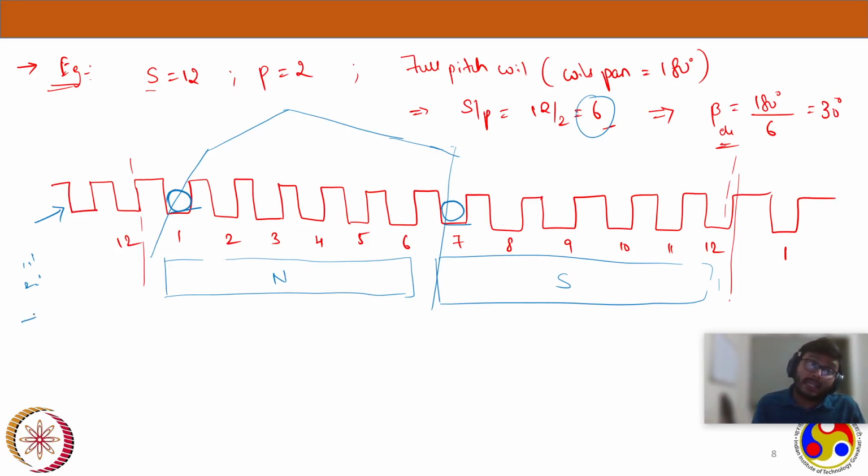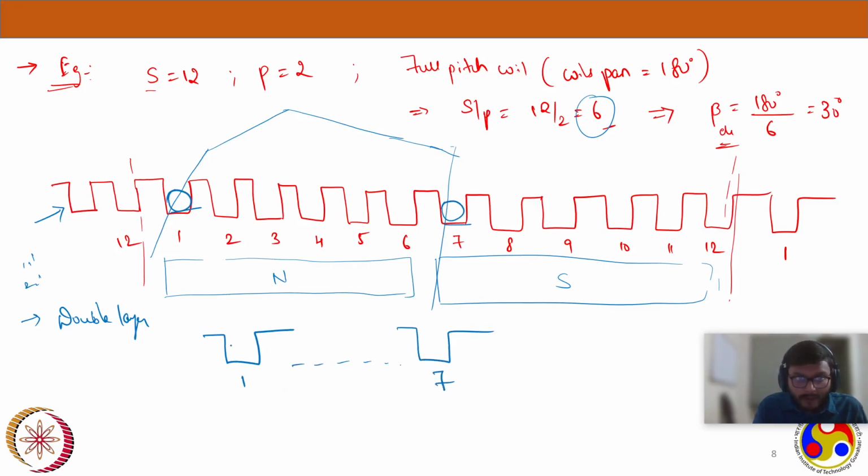Now let's say in the case of double layer winding, what happens? Let's say this is my coil slot 1, and after that I will have my slot 7. I will have 2 decks here.